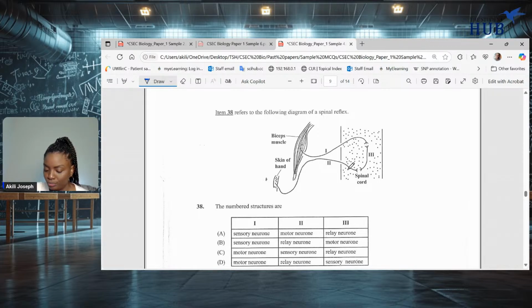which is 2. All right, you're saying C, right? Taking the impulses to the CNS. We're going to have your interneuron or relay neuron, which is 3. And then your motor neuron taking the impulse to the effector, which is the biceps. So I agree, 38 is going to be C.